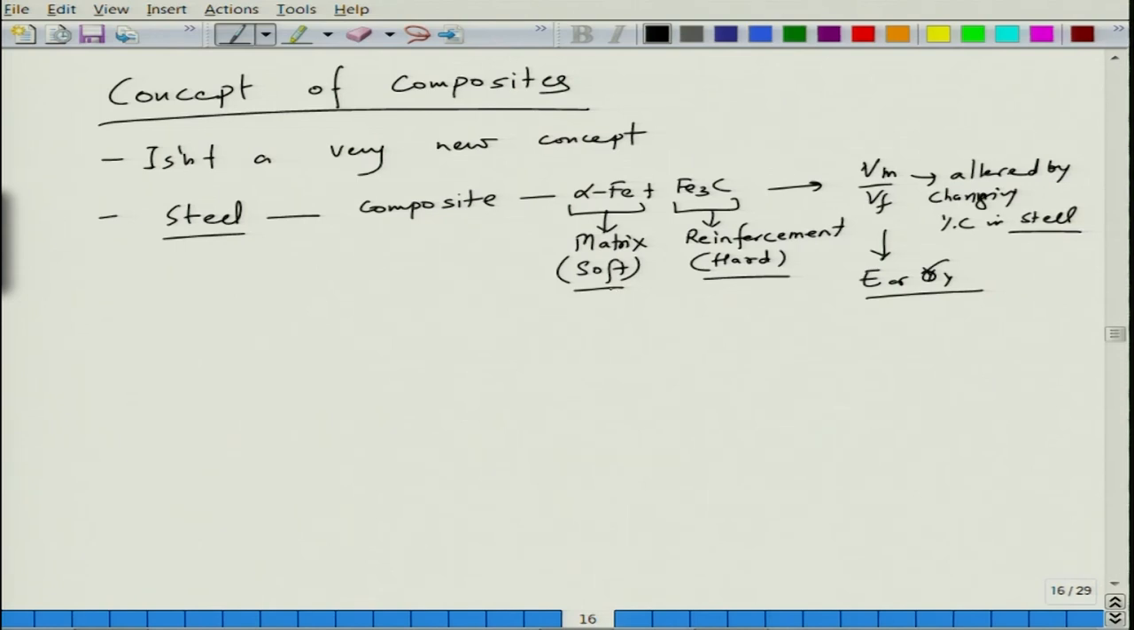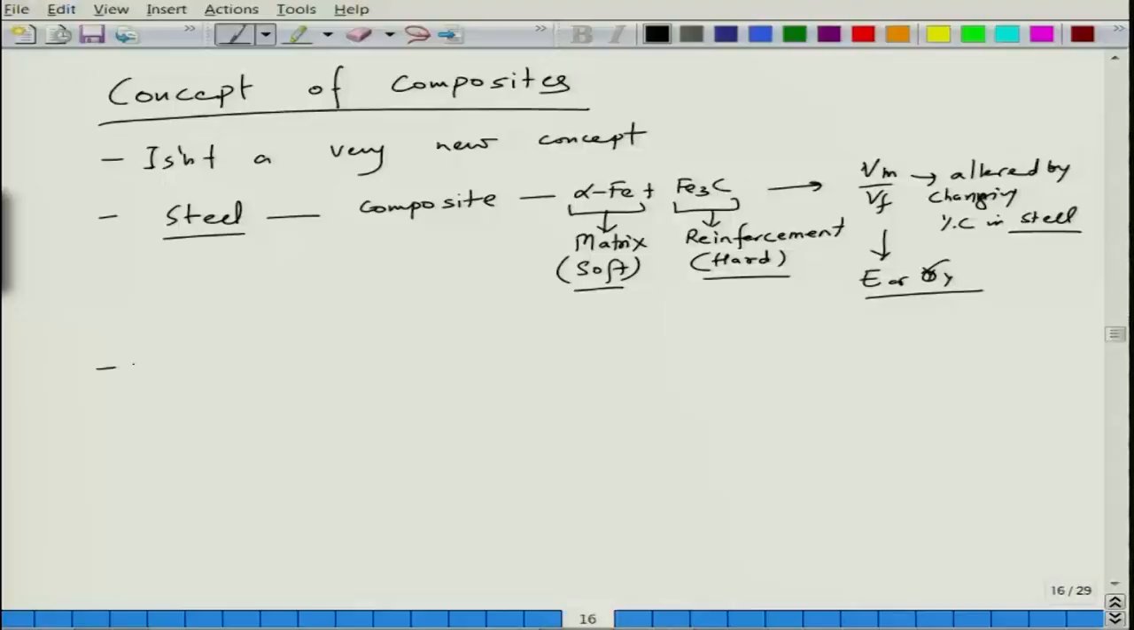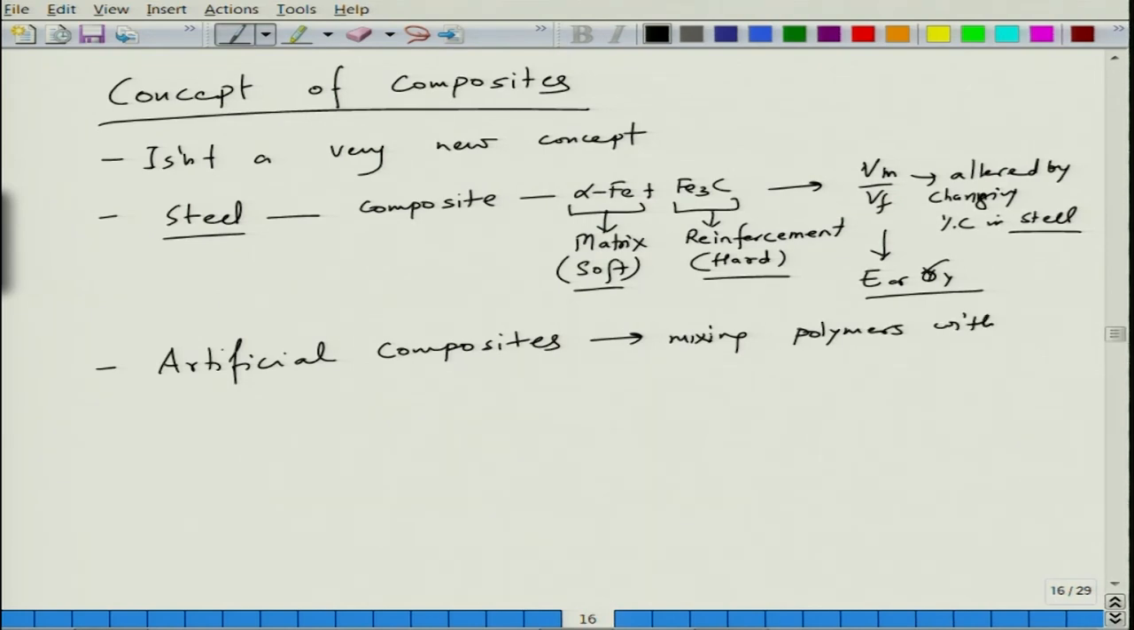So this is a composite which is basically, when you mix iron and carbon, melt it and make steel, you will get a composite. So this is what happens in a material like steel, whereas here we are making composites which are sort of artificial composites in some sense, by mixing polymers with ceramics or metals with ceramics. You can have other combinations as well, but we'll primarily deal with metals and polymers with ceramics.